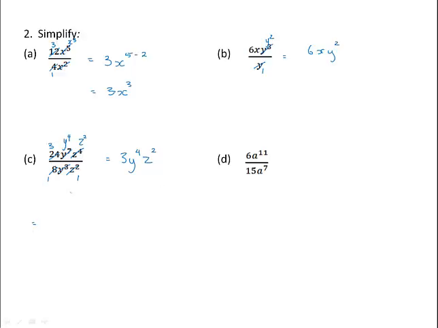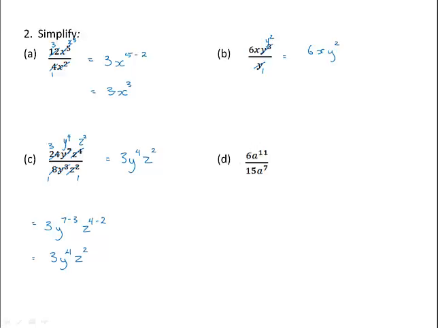We can see this using the index law. So if we simplify the fraction, we end up with 3. Then it would be y to the 7 take 3, z to the 4 take 2. To give us the same answer, 3y to the 4 z squared.